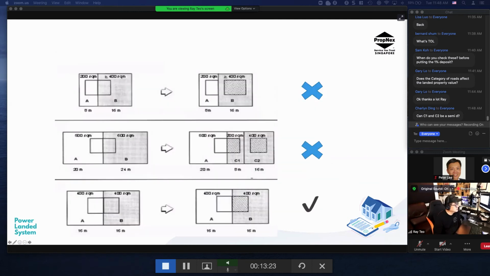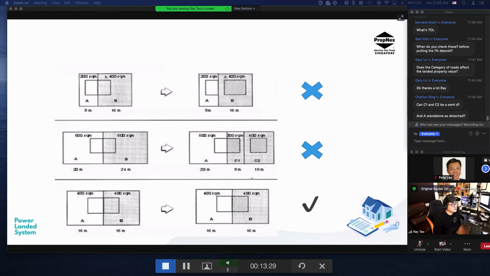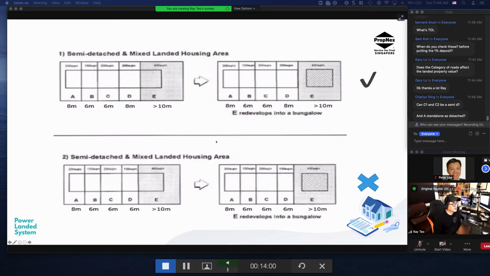C1 and C2. Can C1 and C2 be a semi-D? Can. C1 and C2 can be a semi-D. If you want to change C1 and C2 to just a pair of semi-D attached to each other, because this attachment does not affect this unit, this unit still can break away.